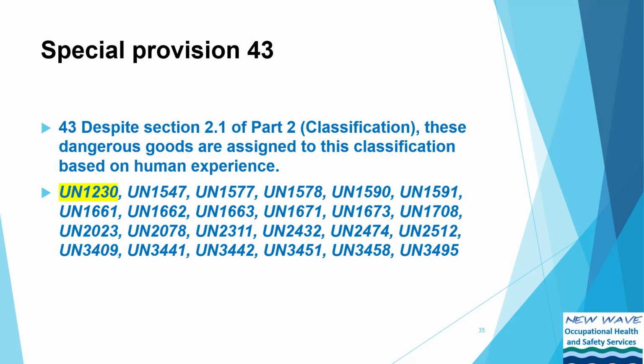Put in plain English, this means even though methanol does not meet the criteria for being in class 6.1 toxic, we are putting it there anyway. So what's so special about methanol? As you may know from old moonshine movies, it can cause blindness. But blindness is not a criteria for toxic products. To overcome that, Special Provision 43 puts methanol in class 6.1 anyway, despite the fact that if you use the actual criteria, it should not be there.